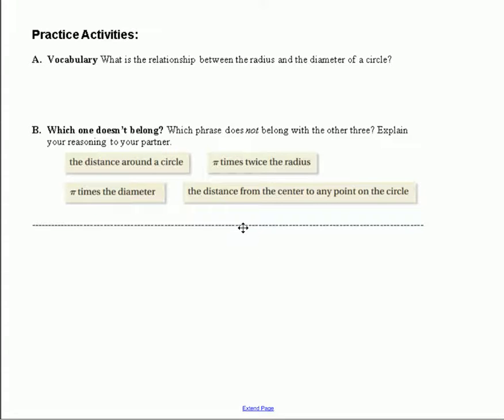So one of them just does not go with the other ones. I want you to decide which one that is and be able to explain it. Okay, so pause the video, come back, and we'll share these answers.